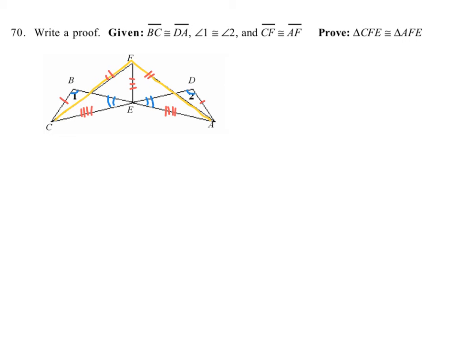Okay. And what were we trying to prove? That CFE, this triangle right here, is congruent to this triangle here, AFE. And look at the sides. We've got this yellow side here, 2 segment marks, is congruent to this side with 2 segment marks. Here, C to E and A to E have 4 marks.